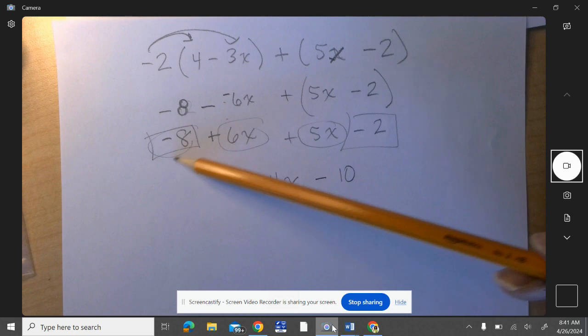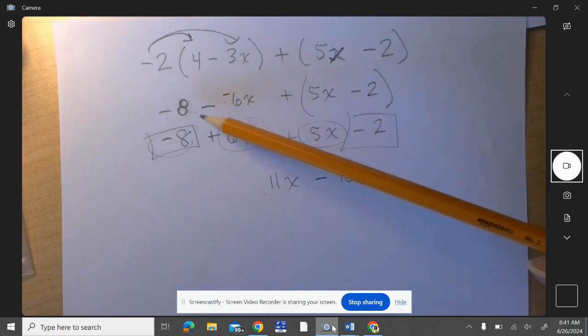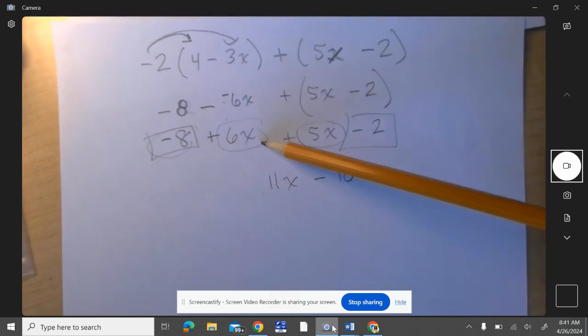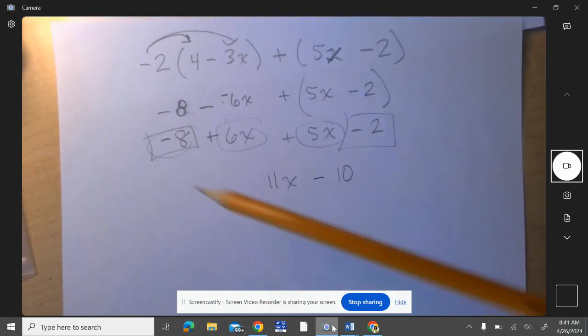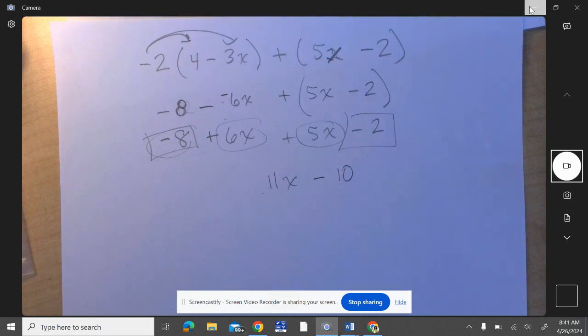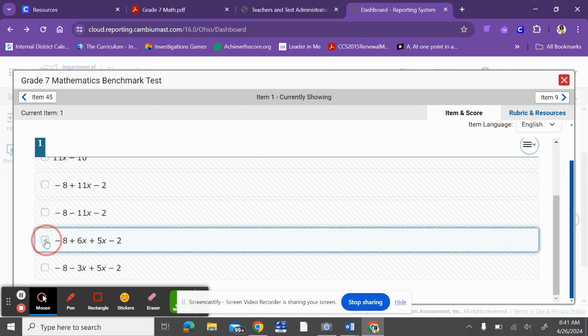So then I have this line, which is really important because you have this minus negative, which is a positive 6x. So this is actually one of the options that you have to select. -8 plus a positive 6x plus 5x minus 2, which is this one. So this was one of the options.